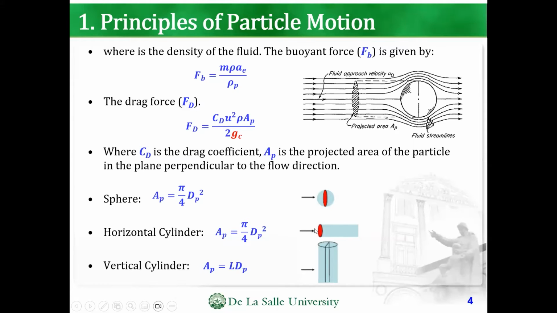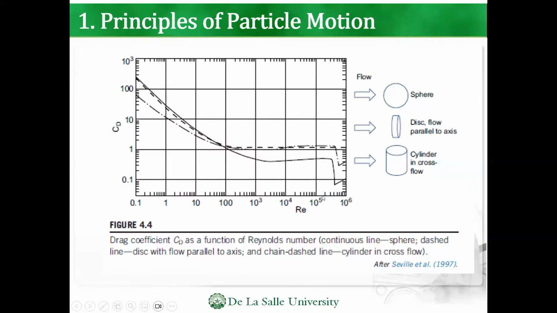Whereas for a cylinder that is horizontally configured, you will see a circle, so it's pi d squared over 4 as well. If it's a vertical cylinder, you will see basically a rectangle, so length times the diameter of the particle, length times width. So in here you can see the different lines. Again, for the sphere, the flow is always perpendicular to the surface, to the projected area.